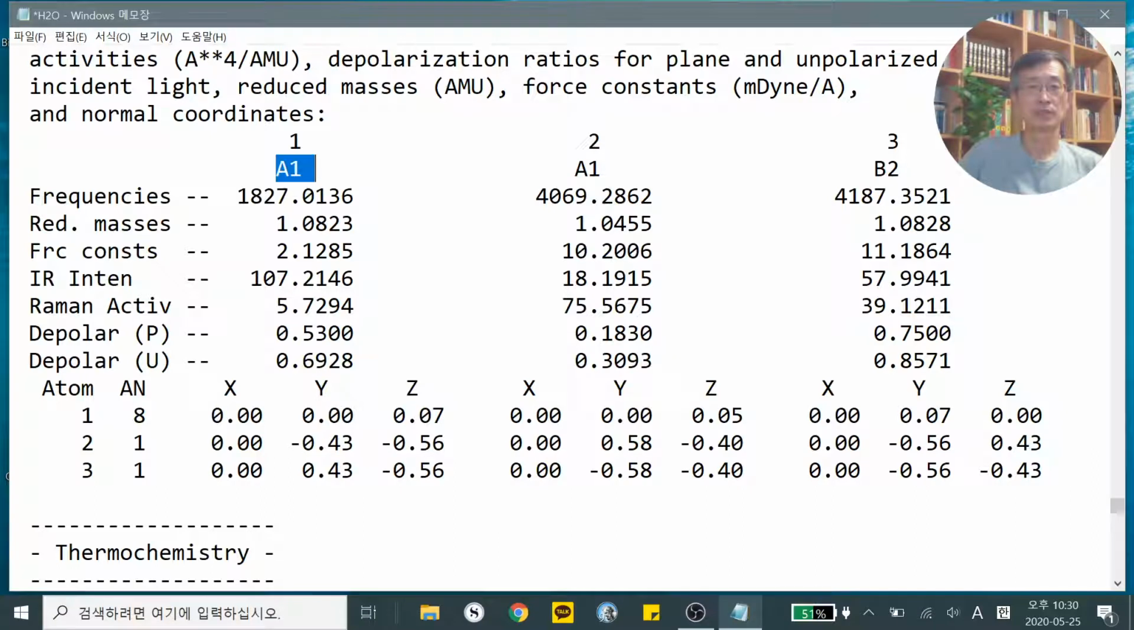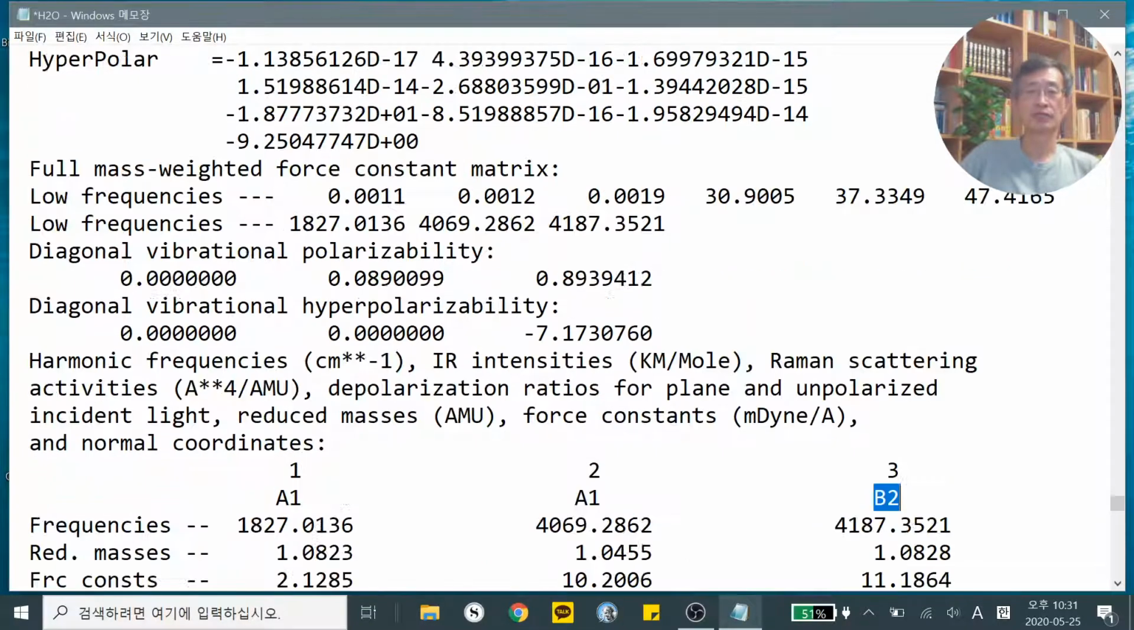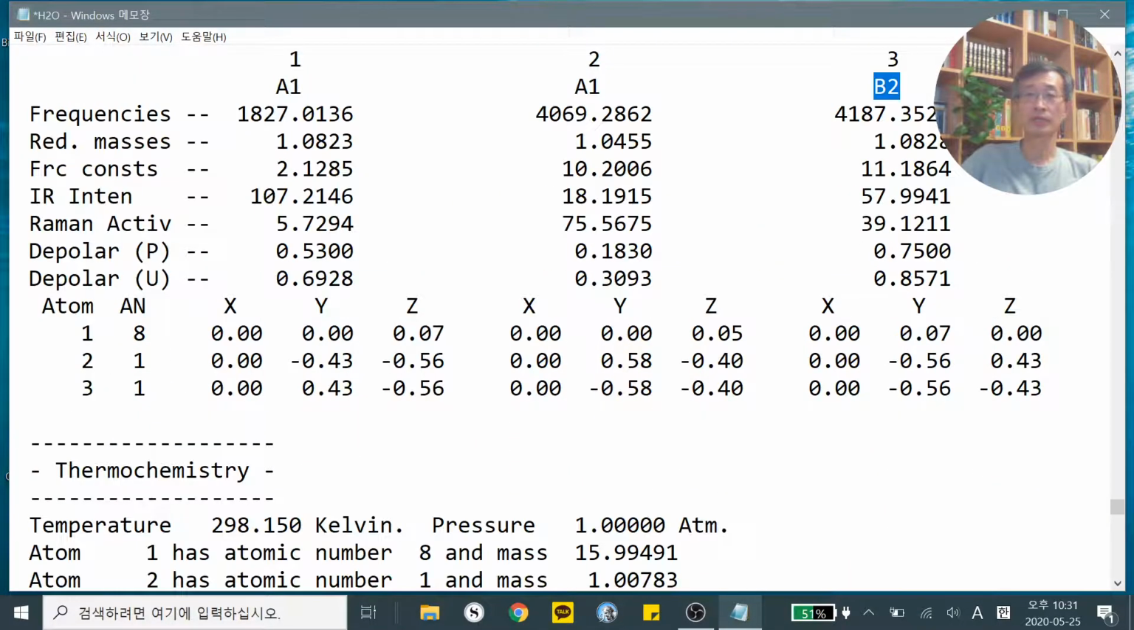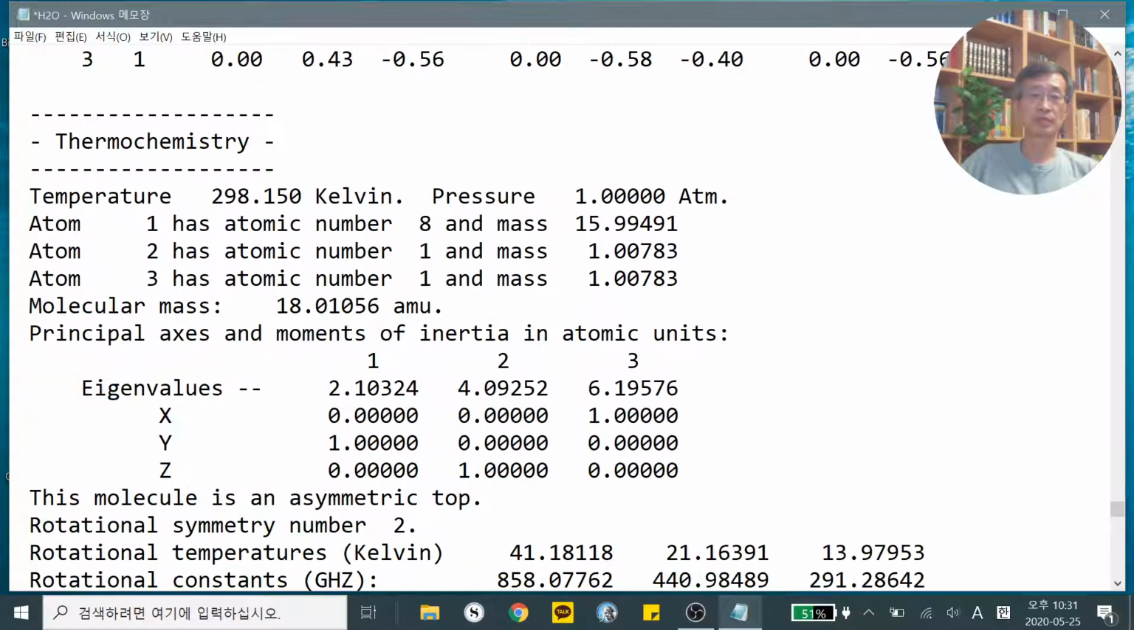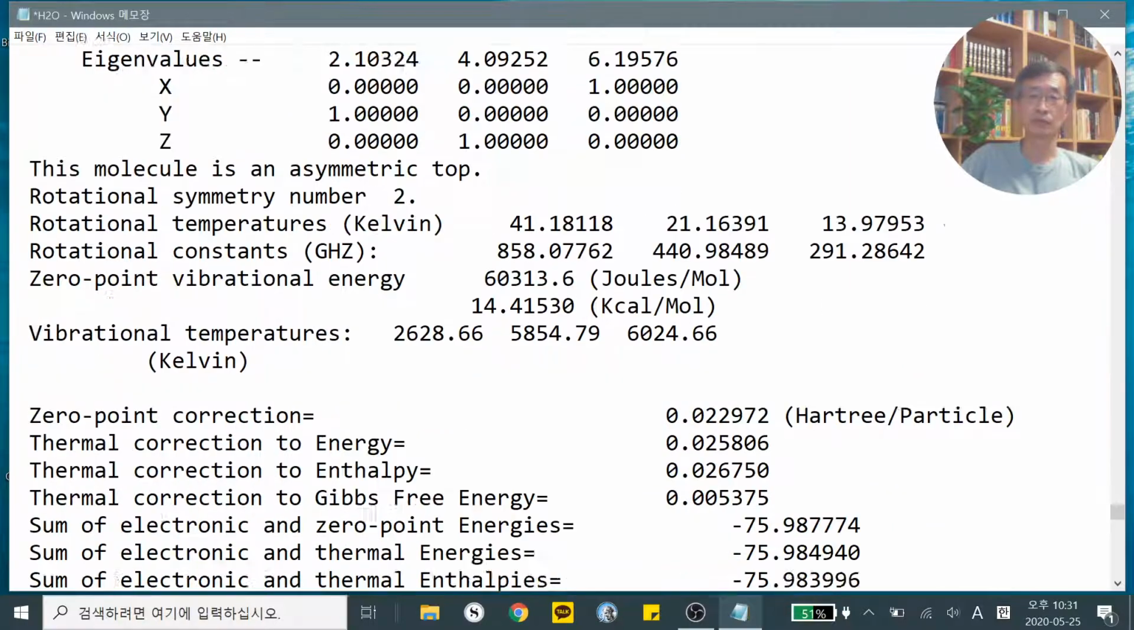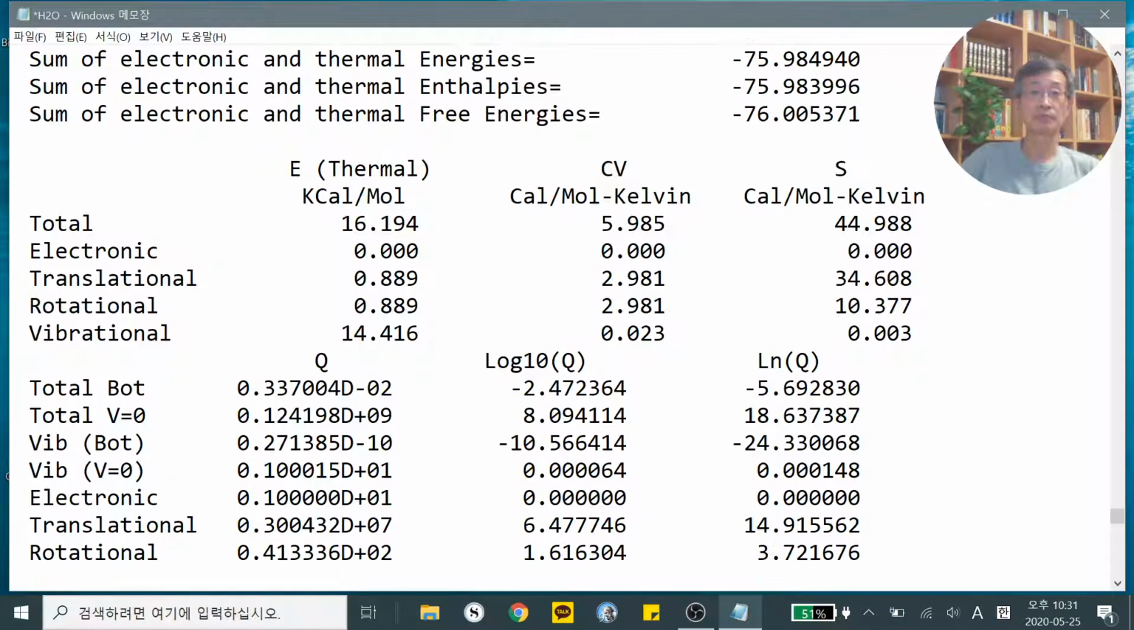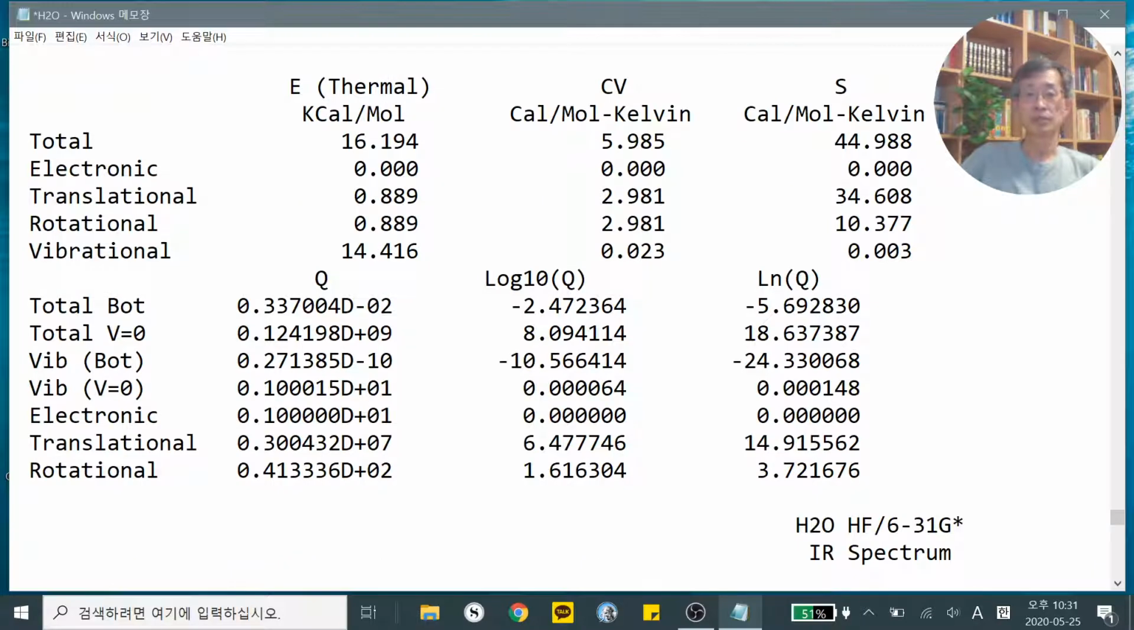This is an A1 totally symmetric vibration. This is also another A1 symmetric vibration. This is a B2 symmetric vibration. So 3 frequencies are here. And you also have rotation, vibration and electronic contributions calculated. Then what you can do is thermochemistry. You obtain your partition function, and from the partition function you can obtain energy, free energy and even entropy. Those things are done here: energy, CV contribution, entropy contribution and all the others.